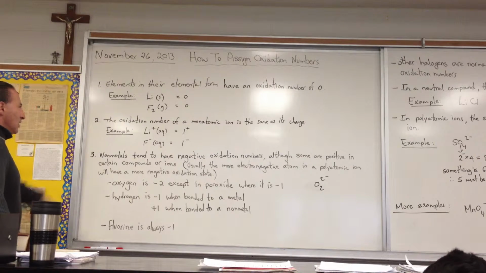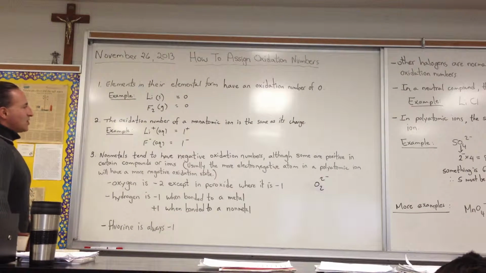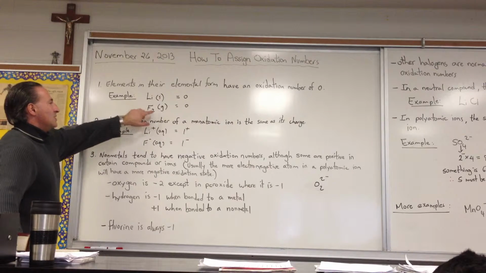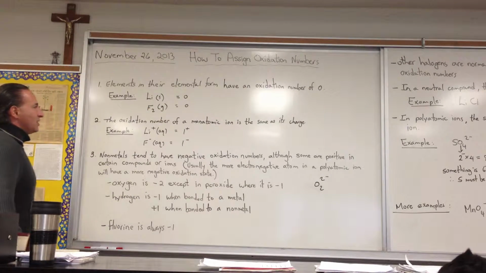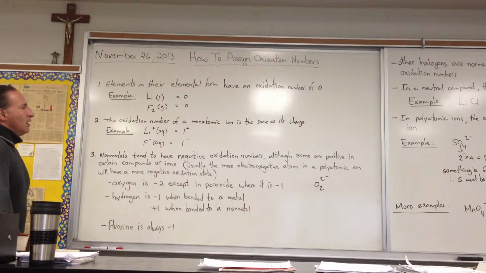So for example, if you look at metallic lithium, a solid piece of lithium, its oxidation state is 0. Fluorine gas, which is a diatomic gas, has an oxidation state of 0. The oxygen we breathe, O2, has an oxidation state of 0.